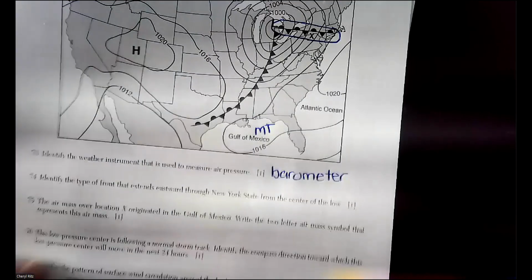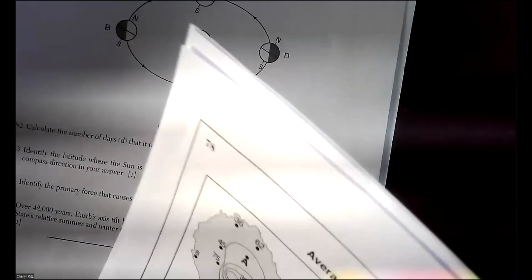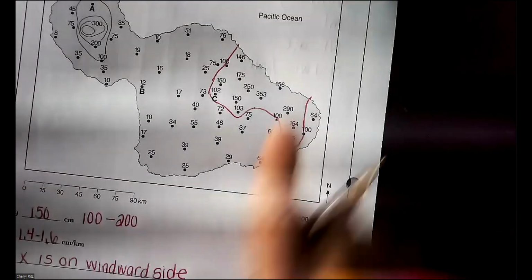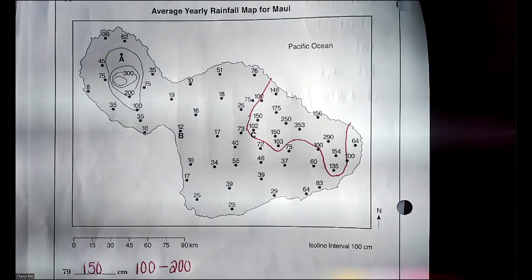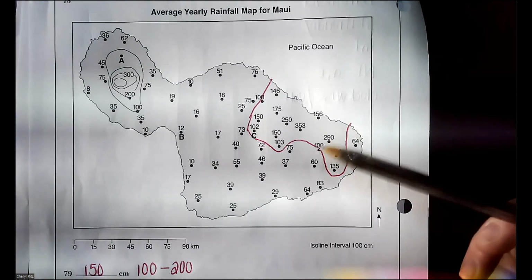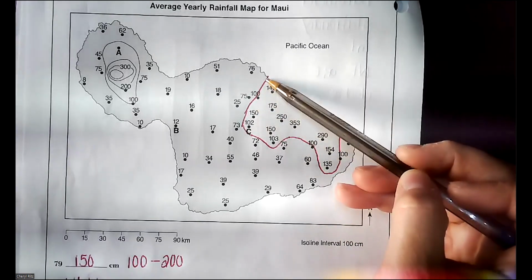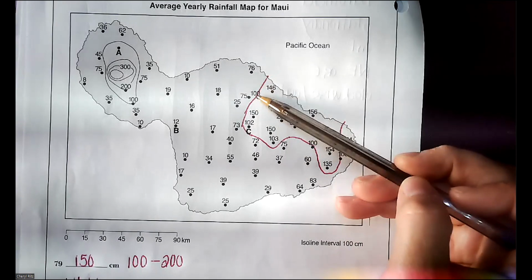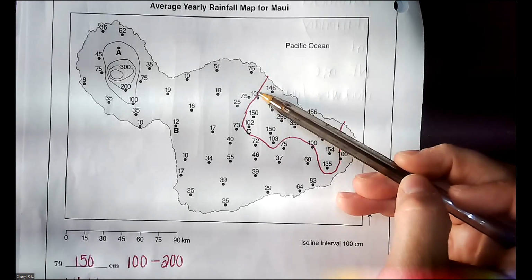So yeah. They asked you then to draw, for question 78, the 100 inch line. So here's the deal, guys. Your 100 inch line had to be perfect. It had to come all the way to the edge of the map here. If you just started at 100 here and didn't have this little section, I had to mark it wrong.